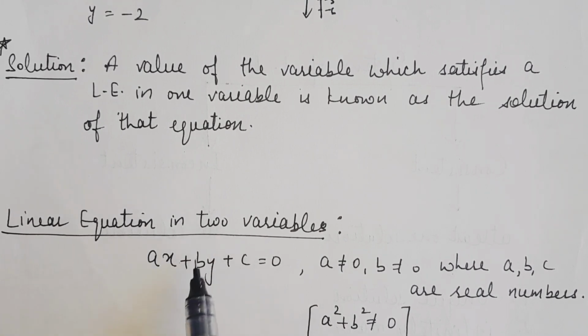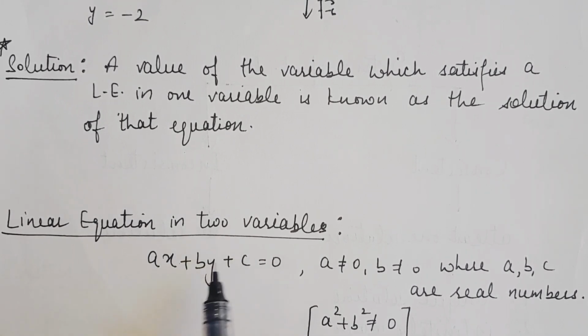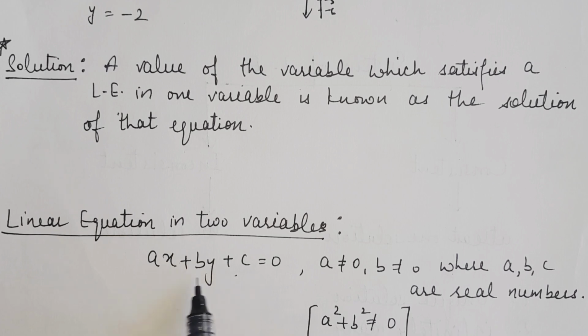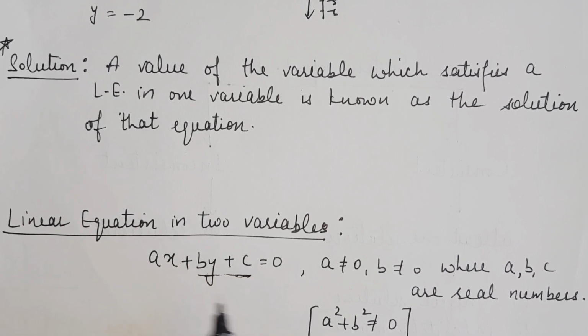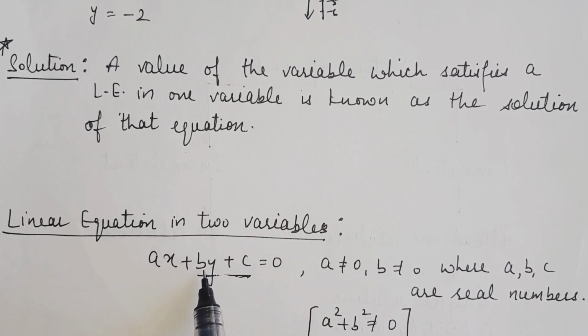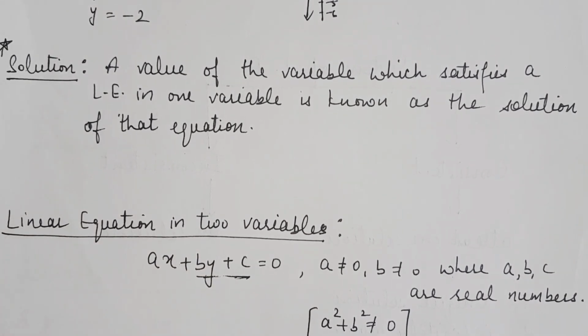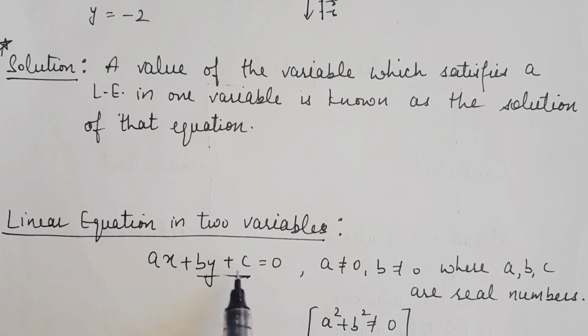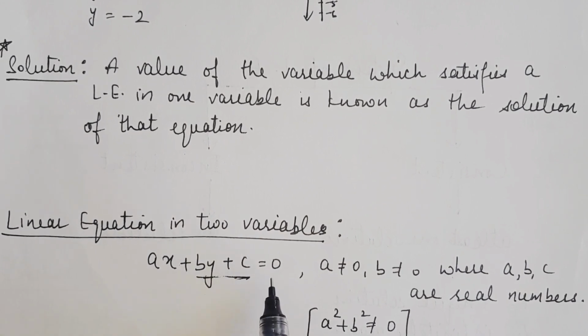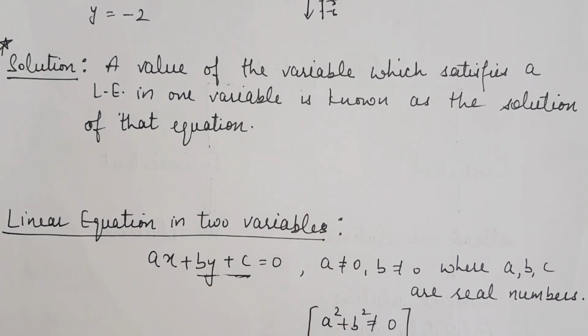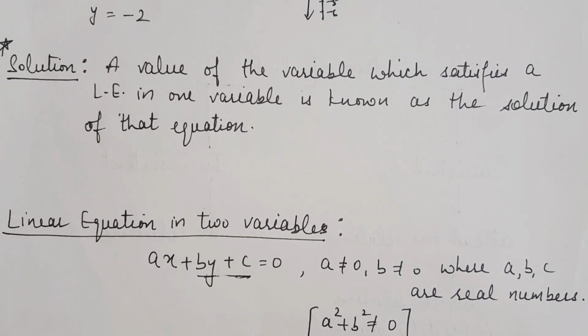So only this will reduce to the linear equation in one variable, this much part. So that's why, similarly, if you take b equal to 0, the equation will be reduced to ax plus c. That will also be an equation in one variable. And if you take both as 0, then this will remain as a constant only, c equals 0. So if a and b are 0, then c will also be 0.